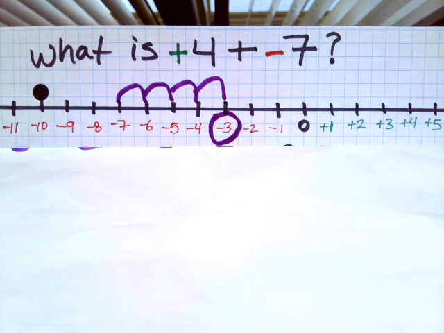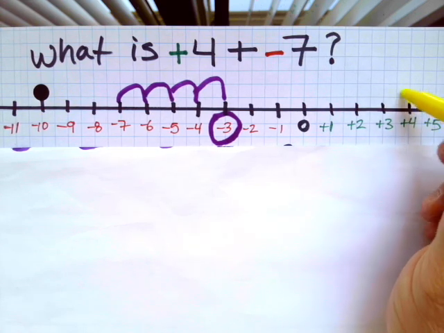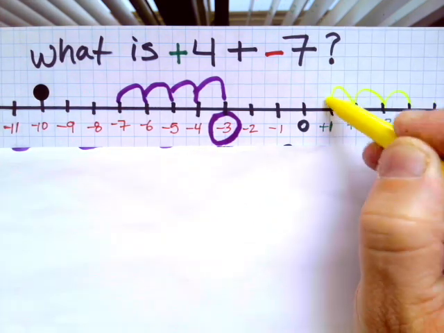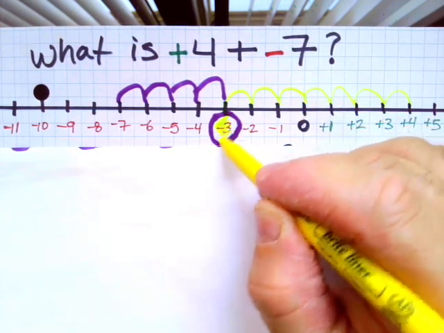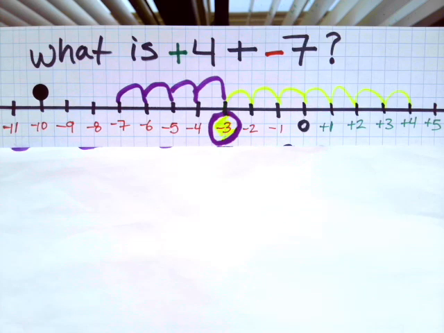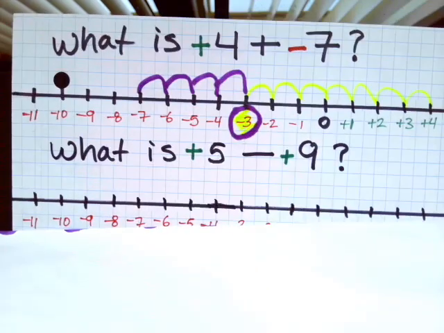But I would like to show you what it looks like when you go in the other direction, starting at +4 and going 7 in the negative direction. 1, 2, 3, 4, 5, 6, 7. You're going to end up at the same location. The solution is a -3. Moving on. Let's do another example here.